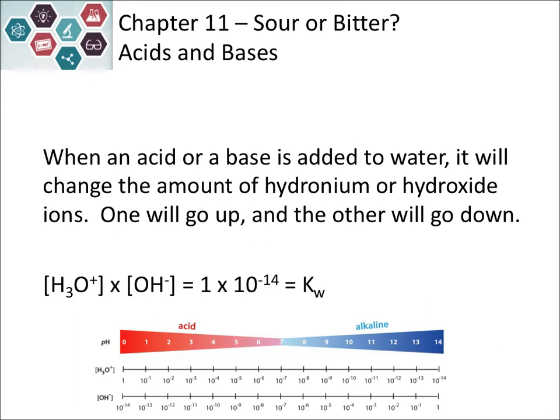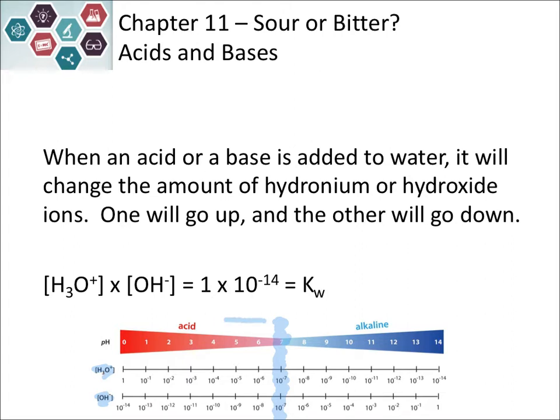So if we look at our scale here, here's our 10 to the negative 7th that we just saw on the previous slide. Both hydronium and hydroxide have that same concentration, and notice that's when we are at neutral on the pH scale. Whenever you add acid or a base to the water, it's going to change the amount of hydronium and hydroxide you have. One's going to go up, the other is going to go down.